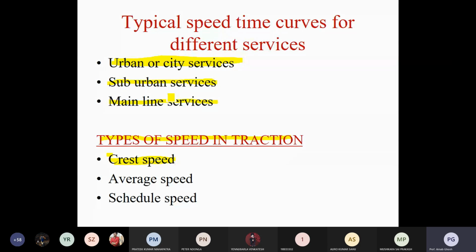Then average speed, how much value is normally maintained. If the crest speed is 50 kilometers per hour for normal city service, then maybe 30 or 25 kilometers per hour is maintained as the average. Then schedule speed, which is more than the average speed and below the peak speed. So as per the application of your locomotive, where you are using it, the speed range will also change.